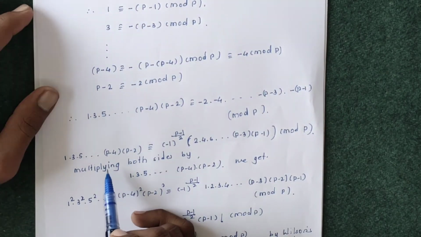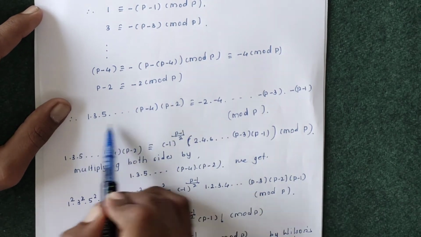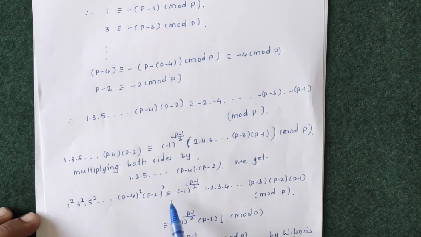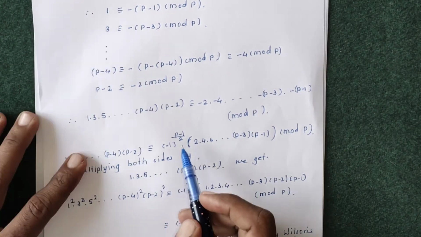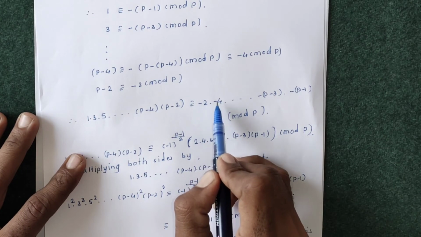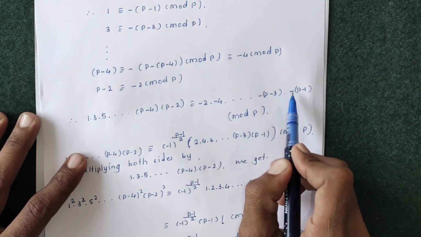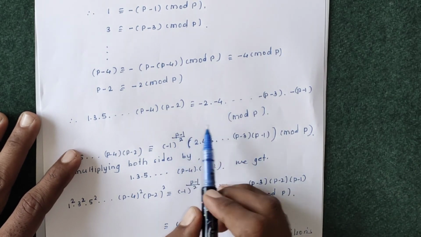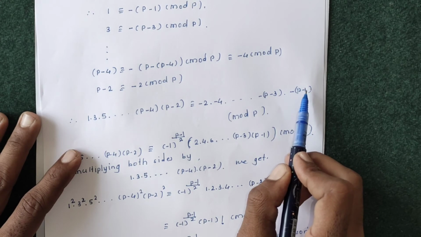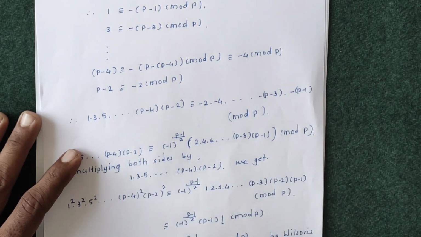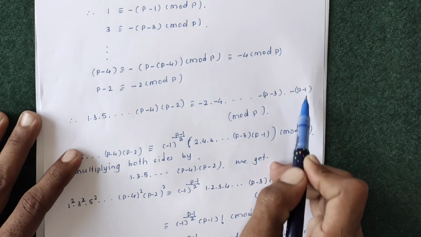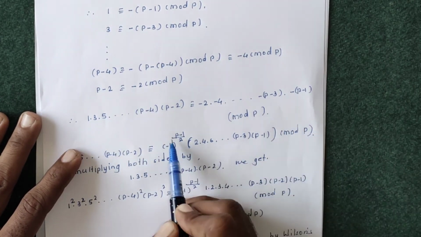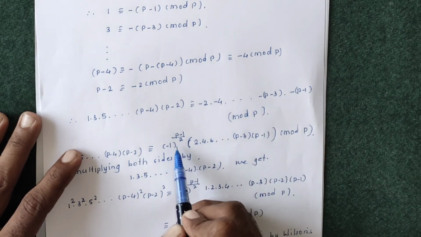And now multiplying both sides of the congruence by again this number, that is 1 into 3 into 5 up to p minus 2, we get 1 square, 3 square up to (p minus 2) square, which is congruent to this (minus 1) raised to, taking the minus sign common, that is minus 1, here again minus 1, again minus 1, and this minus 1 appears exactly (p minus 1) by 2 times. Since among the first p minus 1 positive numbers, half are odd and half are even, p minus 1 half is (p minus 1) by 2. So minus 1 appears exactly (p minus 1) by 2 times.